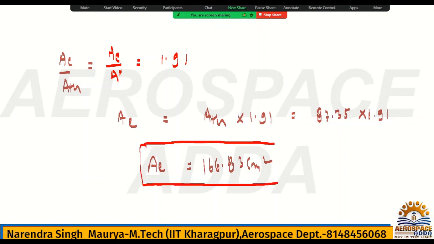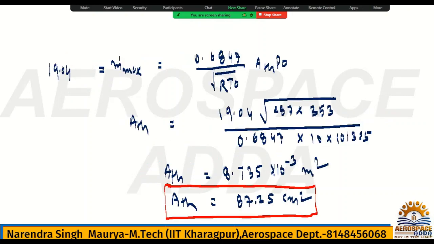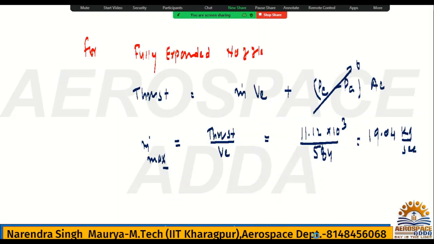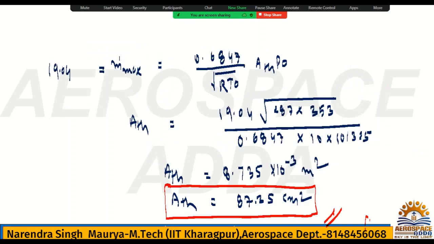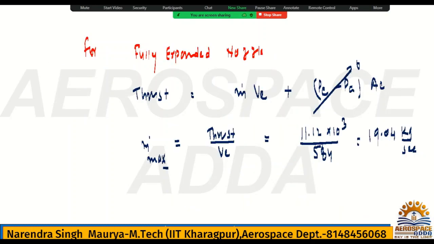This is the exit area, and this is the throat area by another method. This is the second method you have used. Now check your previous method. A star throat area you got 88.48. Here you are getting throat area 87.35, which is very close. Doesn't matter.